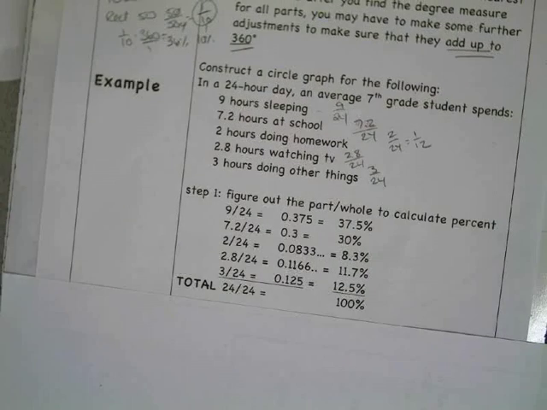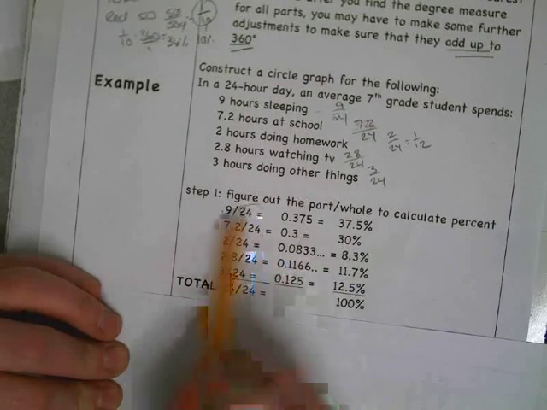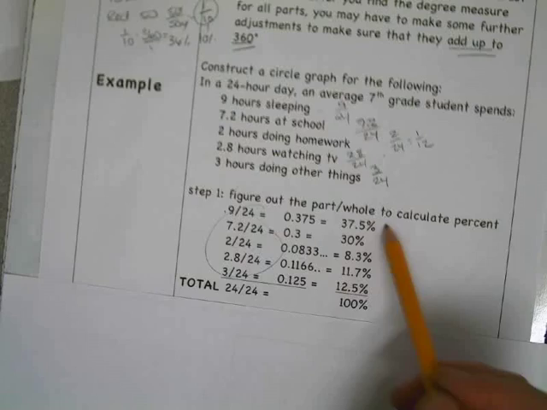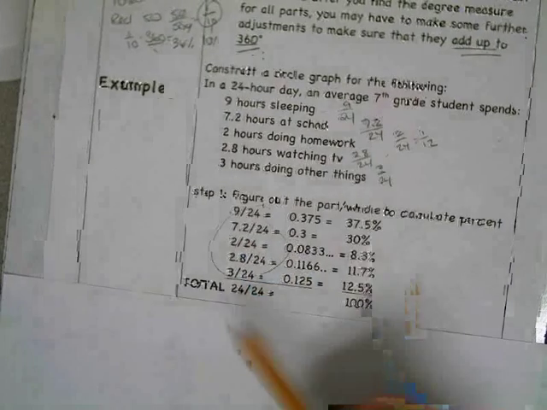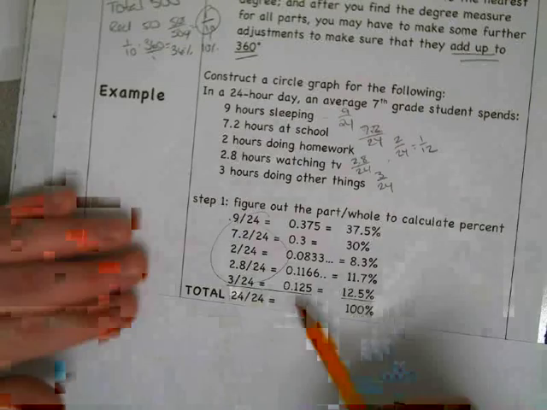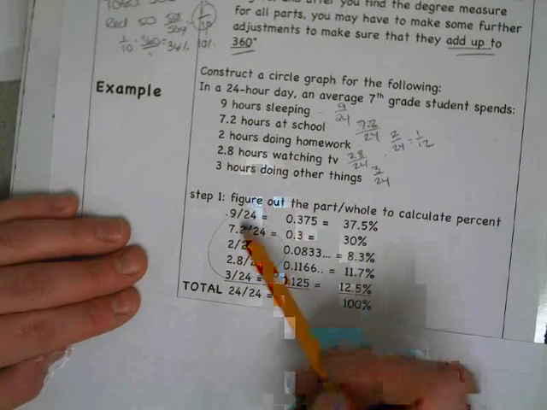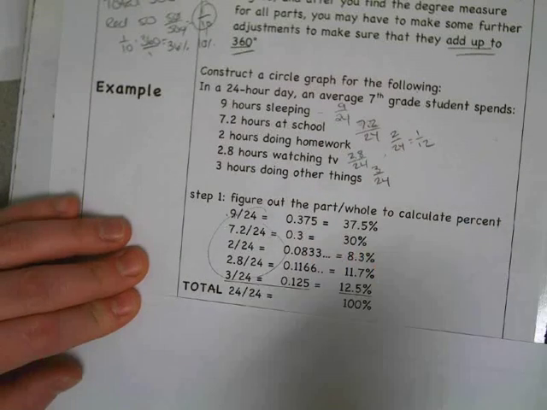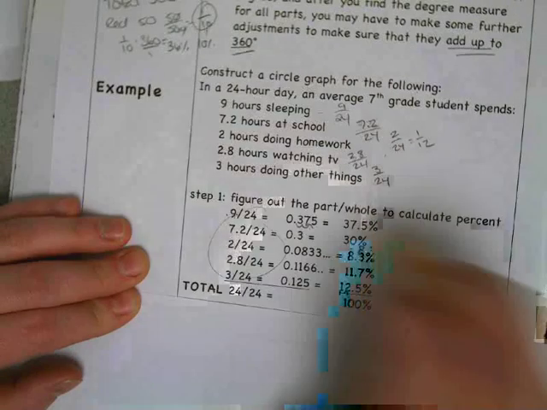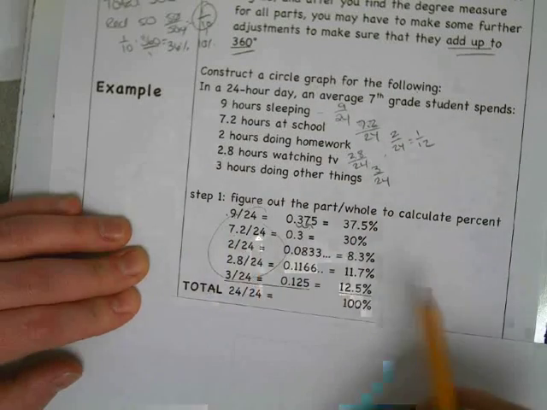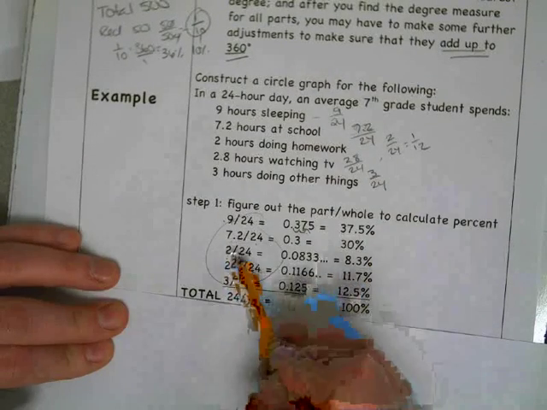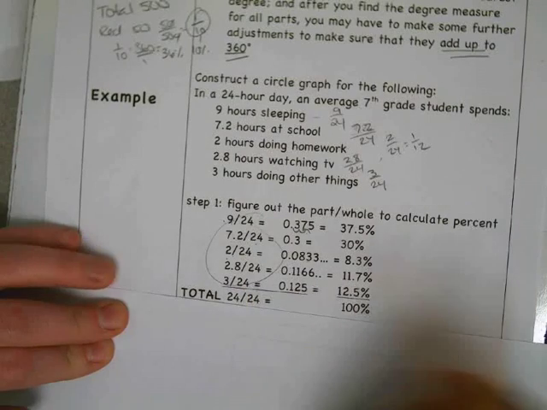So here we have figured out the part over whole, which is what we just did up here, to calculate the percent. So 9/24 is 37.5%, 7.2 out of 24 is 30%, 2/24 is 8.3. And remember, we're finding the percentage simply by dividing. 9 divided by 24 gives us 0.375. Move the decimal over 2 spots. So you got to remember right here, that's how you get that percent. So 7.2 divided by 24 gives us 0.3. 0.3 is 30%. 2/24. 2 divided by 24 is that, and that's your percent, etc. So our total comes out to 100%.